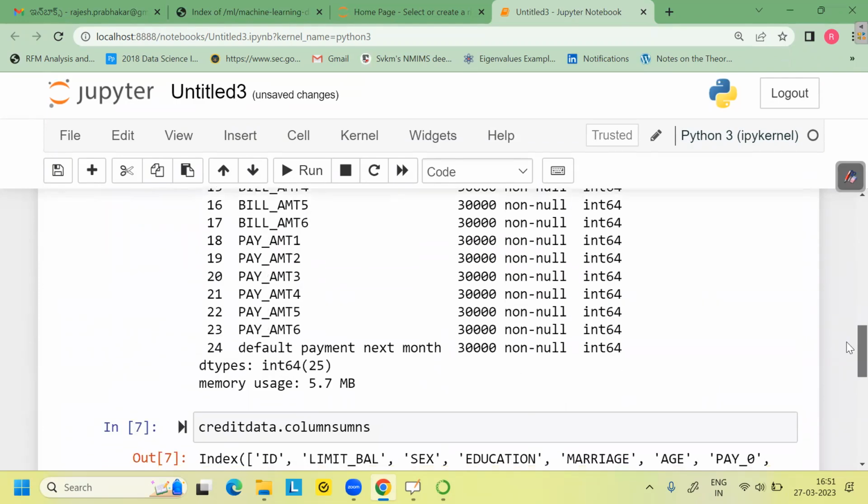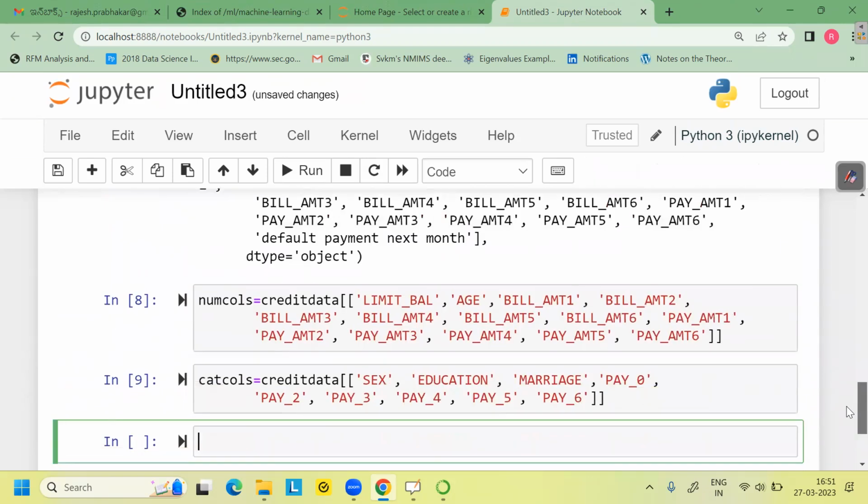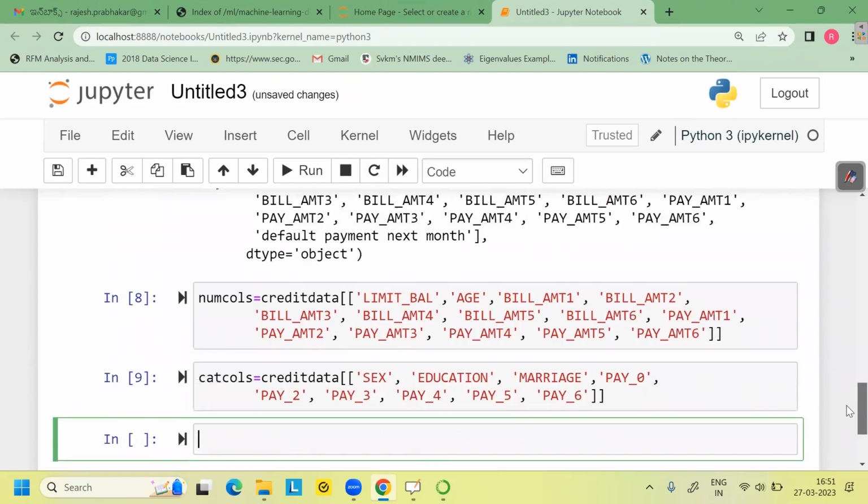So in total how many are there? 25, right? The dependent variable is also there, no? Okay, default payment next month. That we will take as separate. One ID column we will delete, so 24. Dependent variable 1, 23 independent variables. So we have separated the independent variables.